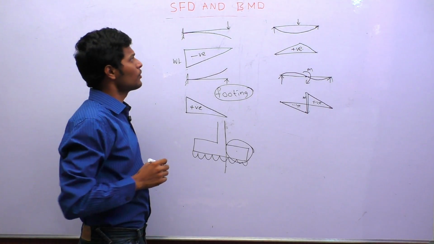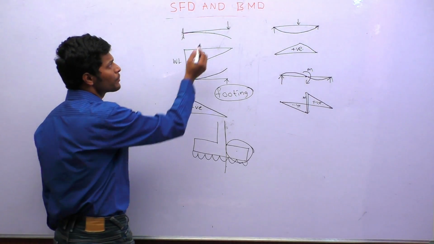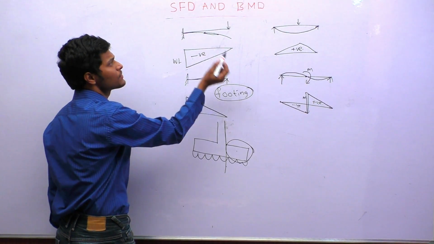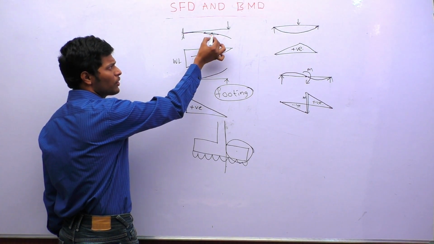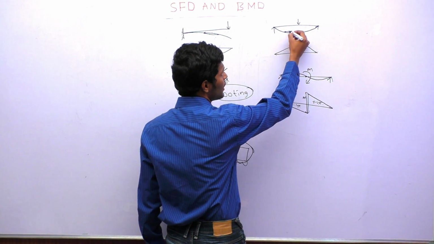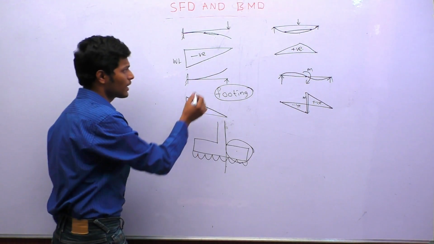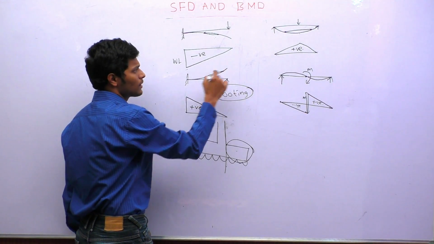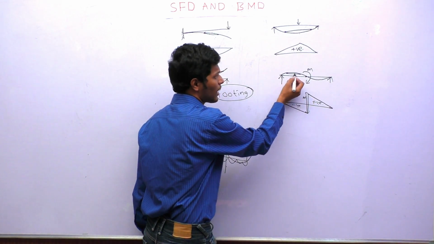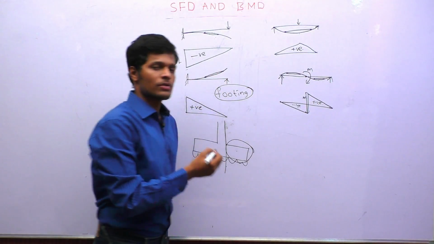Now, in order to find which is sagging and which is hogging, I will tell you one small shortcut. Join any 2 points on the curve. If the curve is above your line, then it is hogging. So here also join any 2 points. The curve is below, which means it is sagging. So here also draw any 2 points. The curve is below, so it is sagging. Here you can see the curve is above, so it is hogging. The curve is below, so it is sagging.